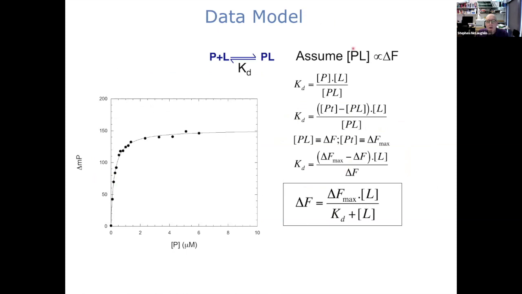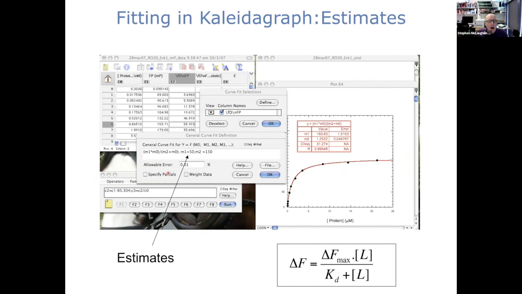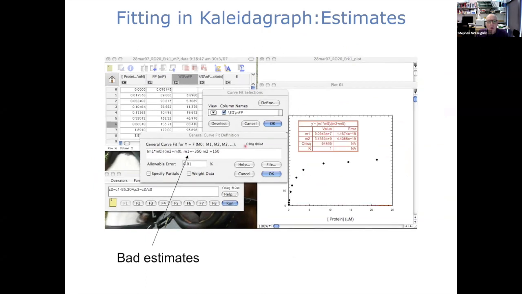So here's another data model where we've made the assumption that the change in the fluorescence is directly proportional to the concentration of complex formed. And so this is a much simpler equation here. And we've also put in estimates here so we can judge, well, this is what our amplitude is, and we think the KD is around about here, so we can fit. But what if we put in the wrong estimates? Well, it'll still fit. And wow, look at that R value, that's really, really good. But then, look at the chi-squared and then look at the errors here. So obviously you always need good estimates.